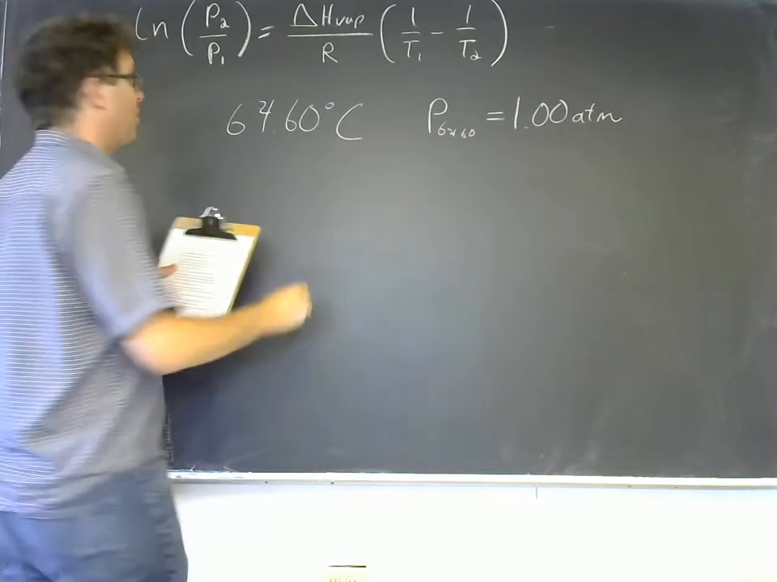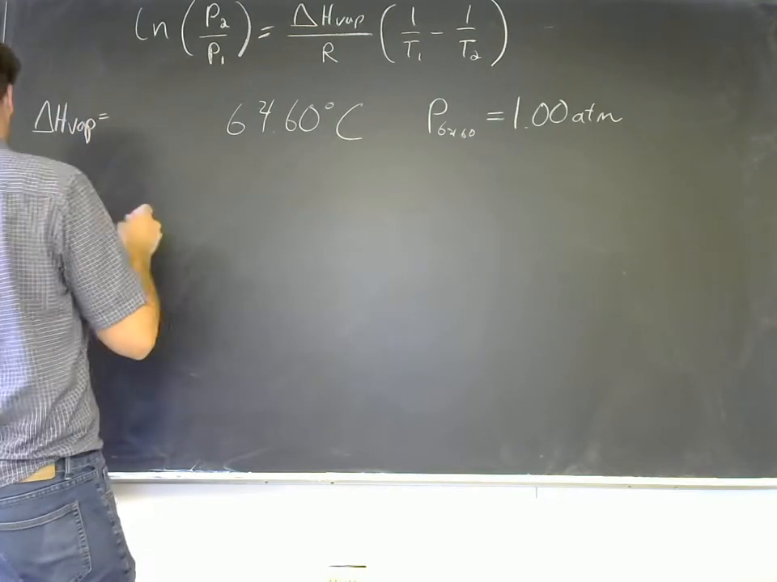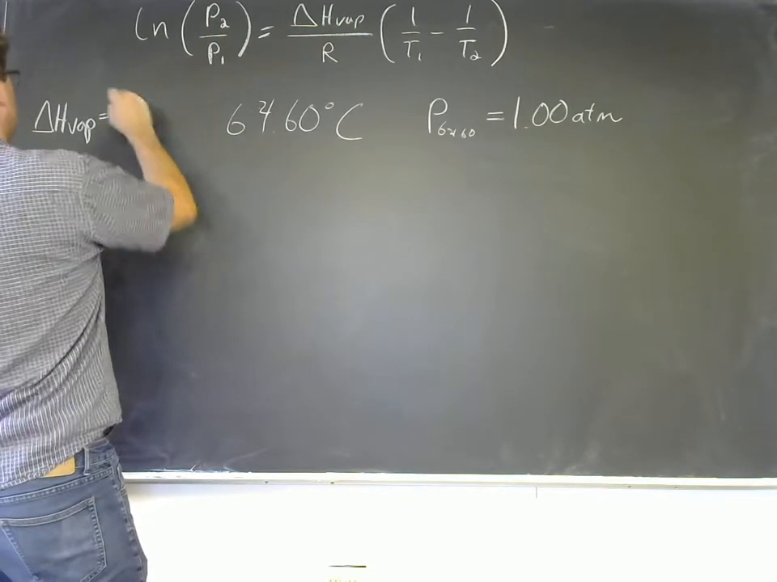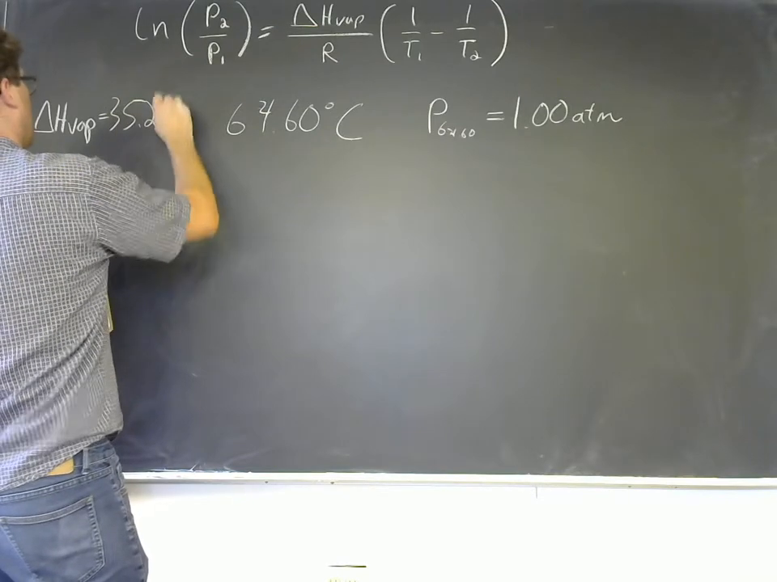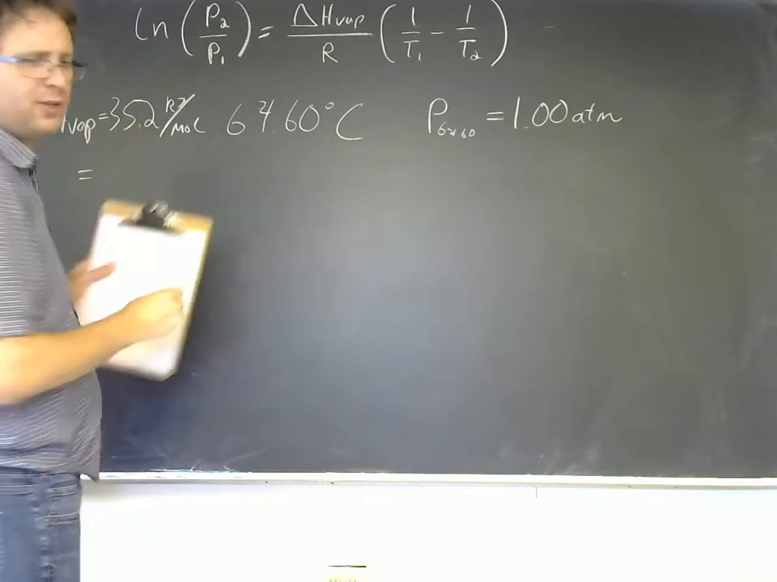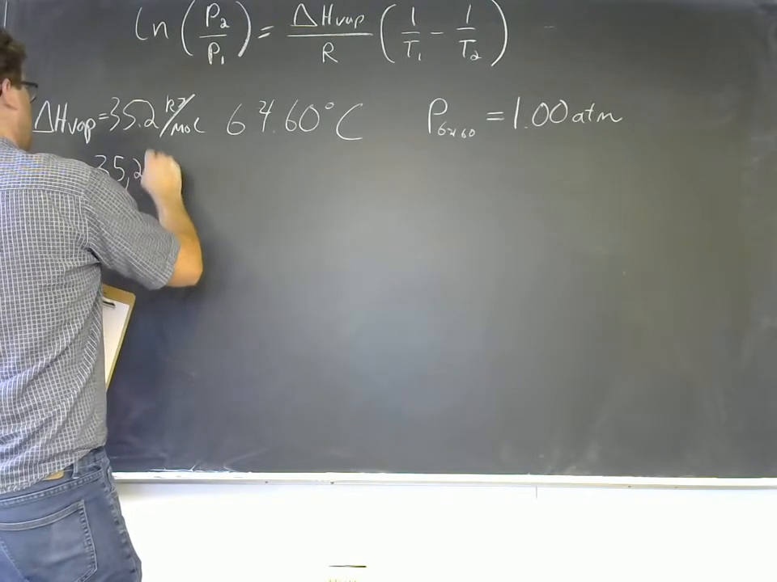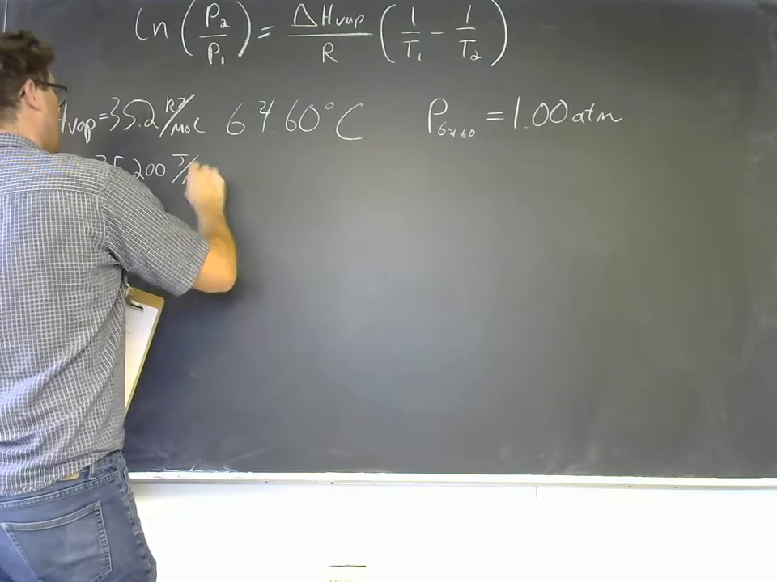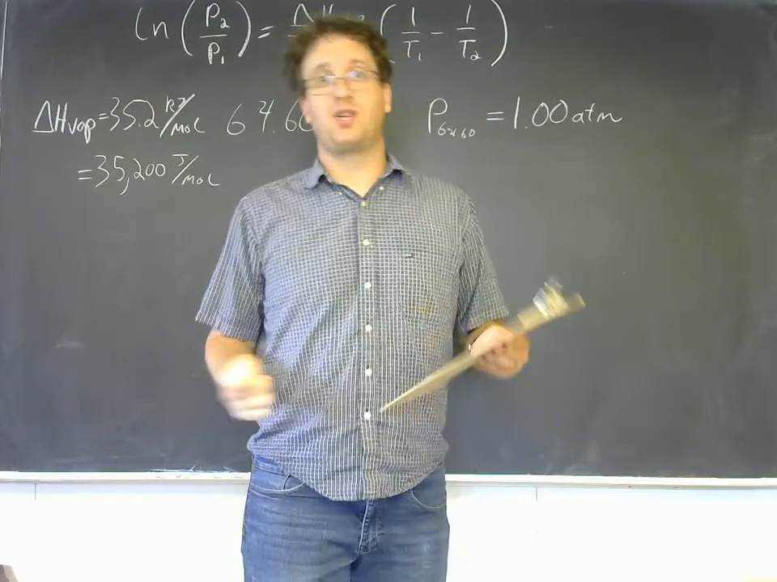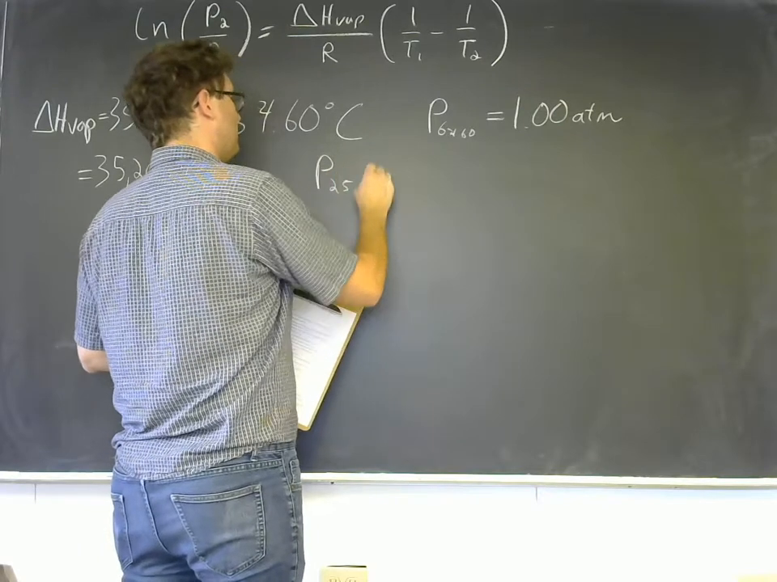And it has an enthalpy of vaporization equal to 35.2 kilojoules per mole. And remember, we need to resolve our units here to have it match R, so I'll just immediately say that's 35,200 joules per mole. So the question is, what is the vapor pressure of methanol at 25 degrees Celsius?